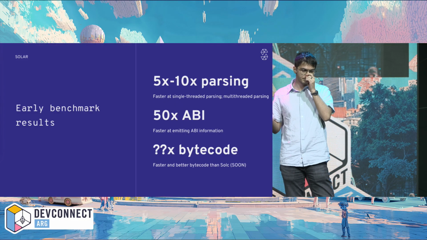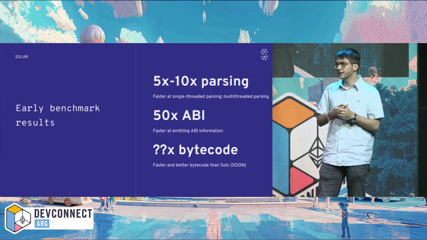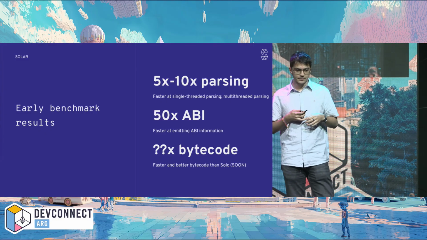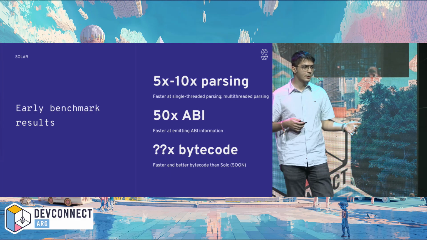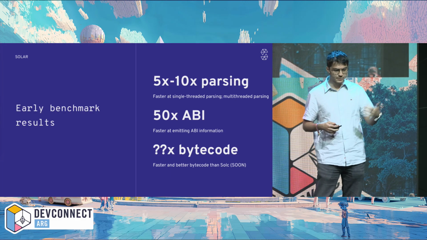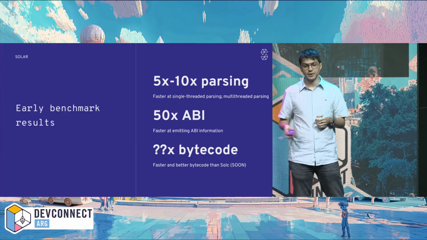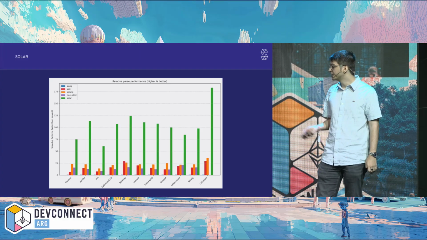So for bytecode, we don't have that implemented yet, but we also expect similar numbers here, in terms of both compiler performance, as in time spent in the compiler, and also performance of the generated bytecode itself.